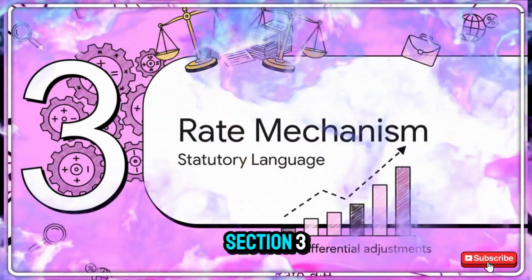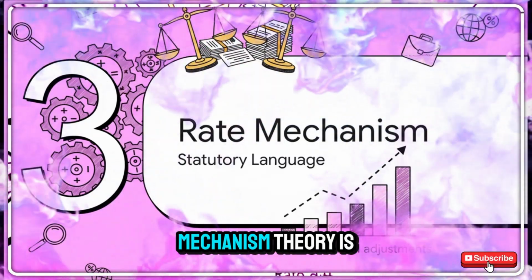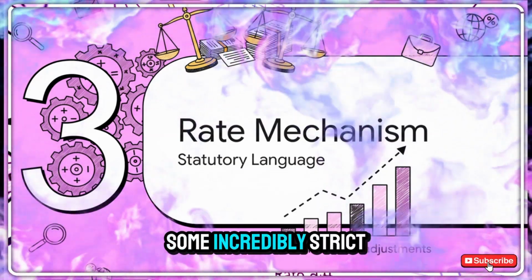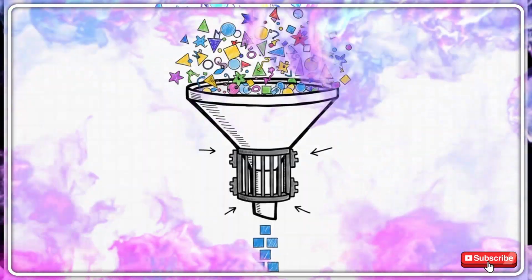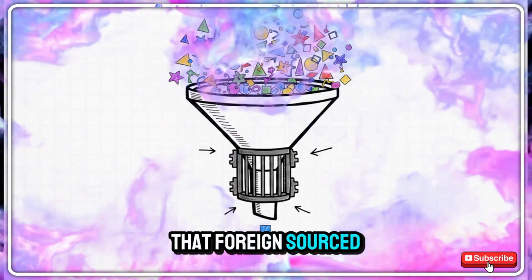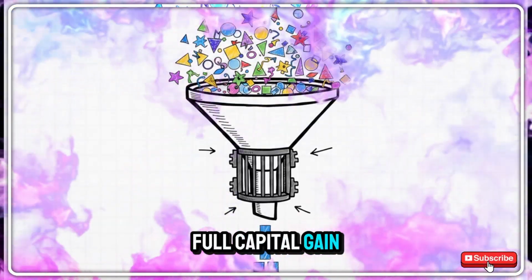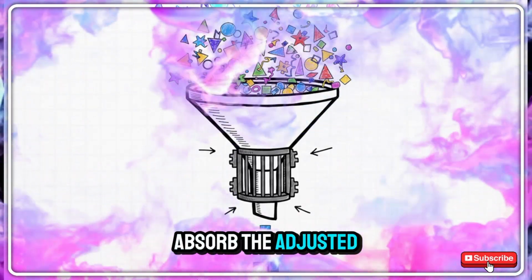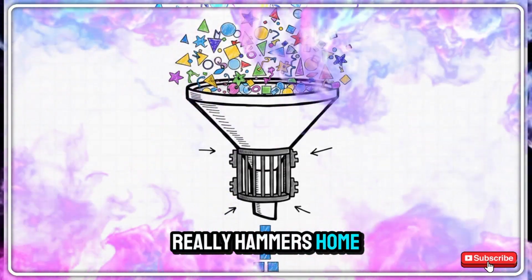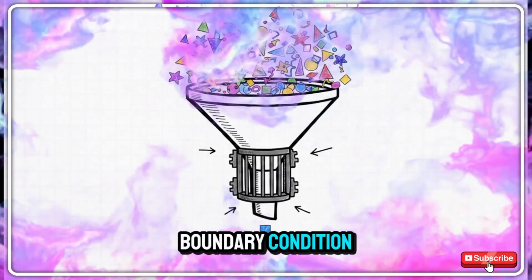Section 3. The rate differential mechanism. Theory is great and all, but actually executing this requires some incredibly strict enforcement. The mechanism dictates in no uncertain terms that foreign-sourced taxable income cannot just absorb your full capital gain. It can only absorb the adjusted net income fraction. The expert report really hammers home the word "only" here. This is a totally non-negotiable boundary condition.